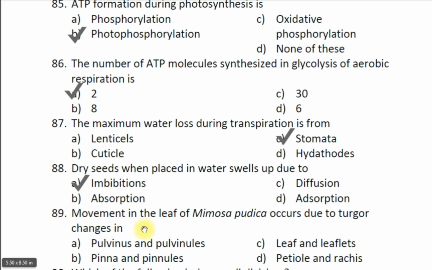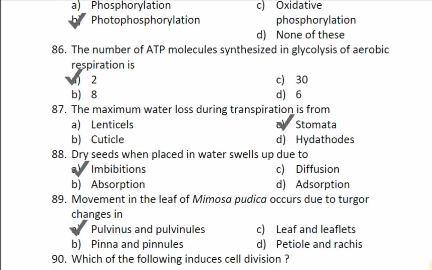Question number 89. Movement in the leaf of Mimosa pudica occurs due to turgor changes in A. pulvinus and pulvinules, B. pinna and pinnules, C. leaf and leaflets, D. petiole and rachis. So the correct option here is A, which is pulvinus and pulvinules. Mimosa pudica is commonly known as touch-me-not. This plant exhibits a phenomenon called seismonasty. When it is touched, the leaves droop, so it is sensitive to touch. The pulvinus is on the lower side and contains the cells, and the pulvinules are the intersections.